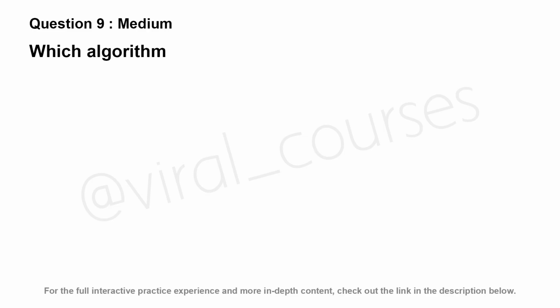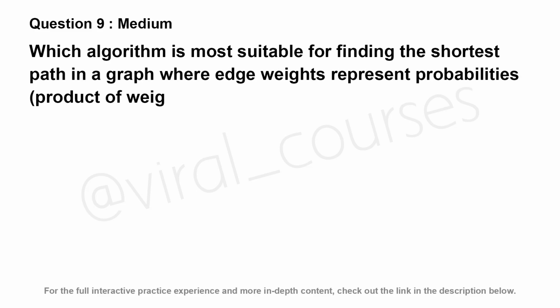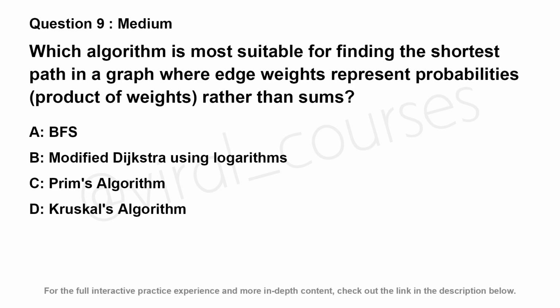Which algorithm is most suitable for finding the shortest path in a graph where edge weights represent probabilities, product of weights, rather than sums? Option A, BFS. Option B, modified Dijkstra using logarithms. Option C, Prim's algorithm. Option D, Kruskal's algorithm.